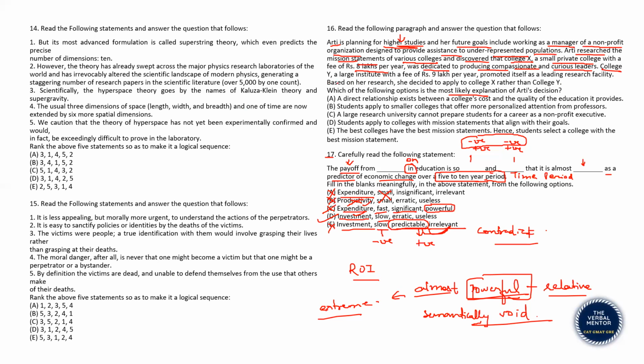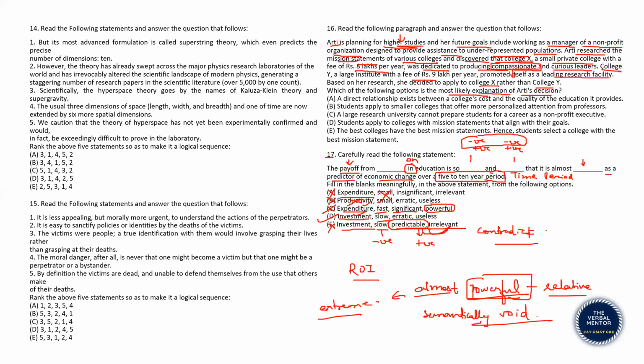College Y, a large institute with a fee of 9 lakhs per year, promoted itself as a leading research facility. Okay. Based on her research, she decided to apply to College X rather than College Y. Which of the following options is the most likely explanation of Aarti's decision? It is obvious, an easy question. Because the mission statement aligns with Aarti's goals.